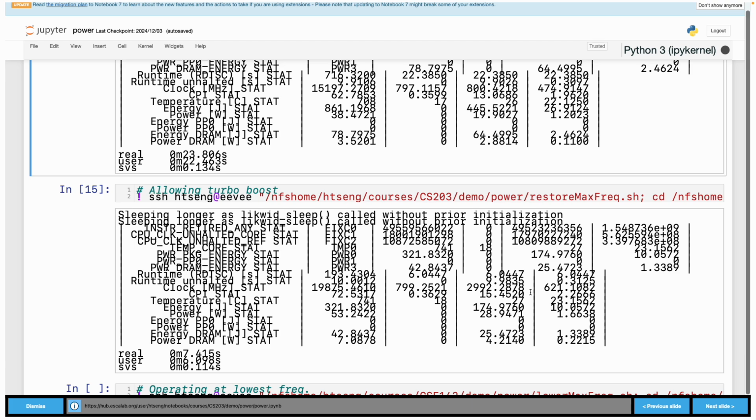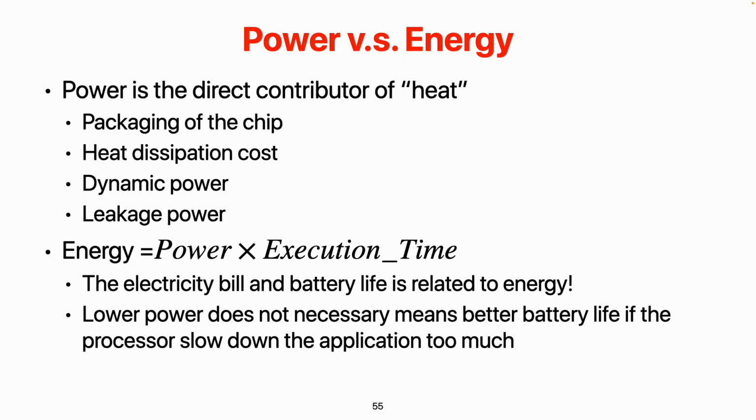Because of that, with the capability to run your processor at 3 gigahertz, it will only take 7 seconds, which is 3 times faster. And look at this, your power consumption is actually not going down by 3 times. The total energy consumption of the upper part is 445, but for this one is 174. So lower power consumption doesn't give you better energy consumption. That's something you should learn from this demo.